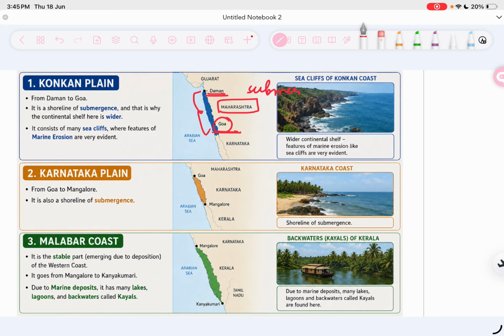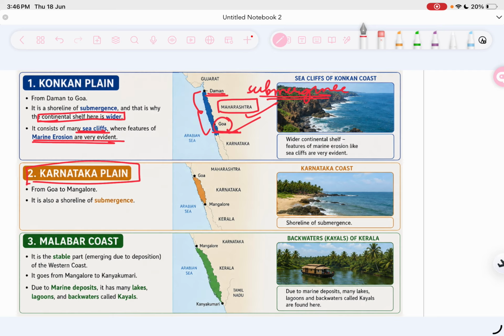It is an example of submergence, or a submergent plain, and that's why the continental shelf here is wider, because the land has gone under the water and has got more space, and thus the coastline here is wider. Now, because the coastline here is wider and more water is present, it has many features like sea cliffs and many marine erosional features. So the point that is important to remember is that the Konkan plain lies in Maharashtra and Goa, and here the Konkani language is also spoken.